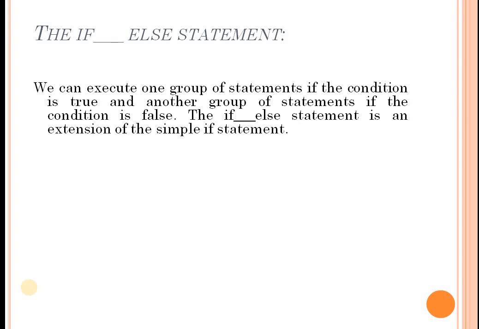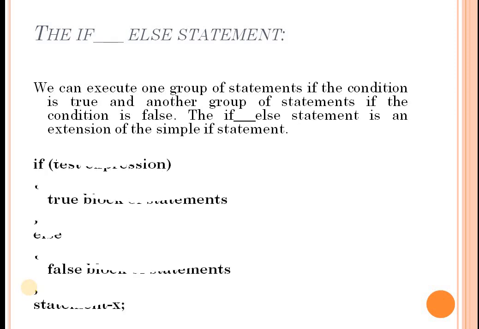We can execute one group of statements if the condition is true and another group of statements if the condition is false. The if else statement is an extension of the simple if statement. Now here we can see the syntax of the if else statement. We give the condition in round brackets, and we have enclosed the true block of statements in curly brackets. Then we have the else part, where the false block of statements is enclosed in curly brackets, and then statement X.